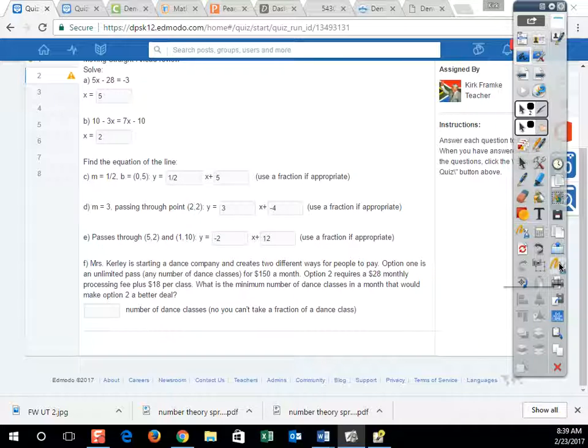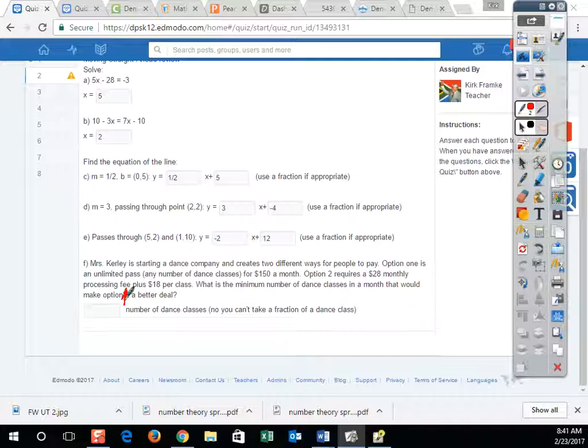Miss Curley is starting a dance company and creates 2 different ways for people to pay. Option 1 is an unlimited pass, that's any number of dance classes for $150 a month. Option 2 requires a $28 monthly processing fee plus $18 per class. What is the minimum number of dance classes in a month that would make option 1 a better deal?